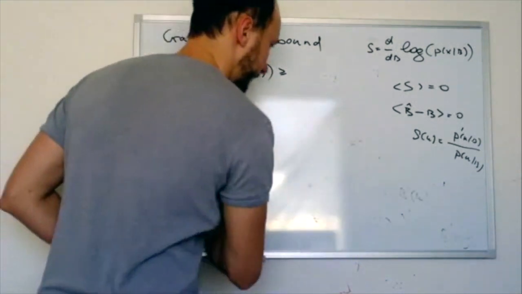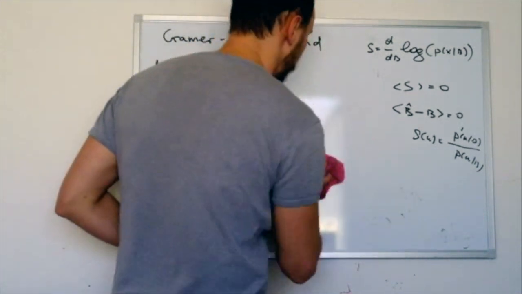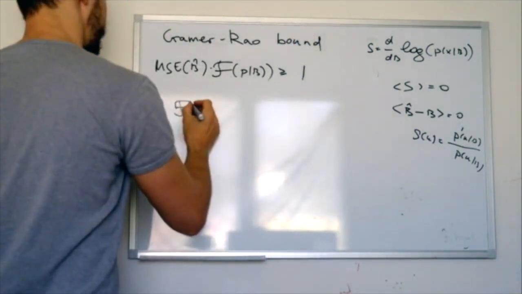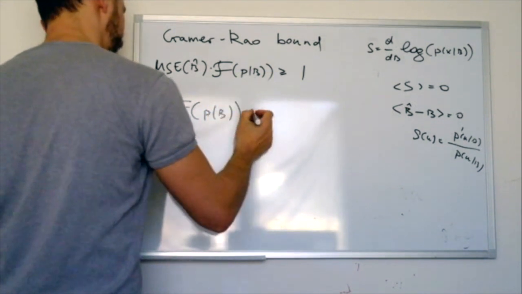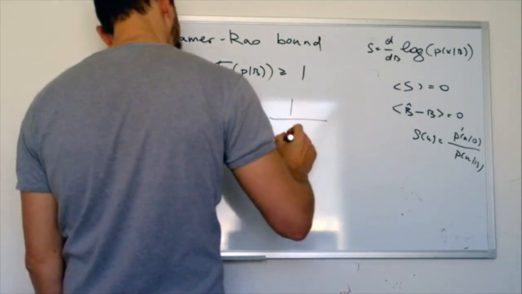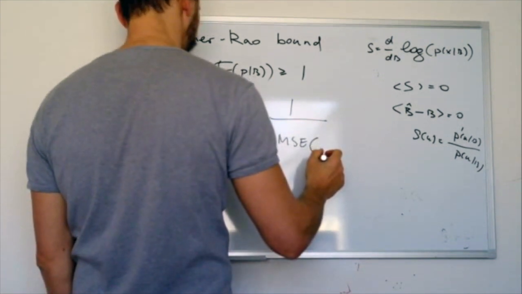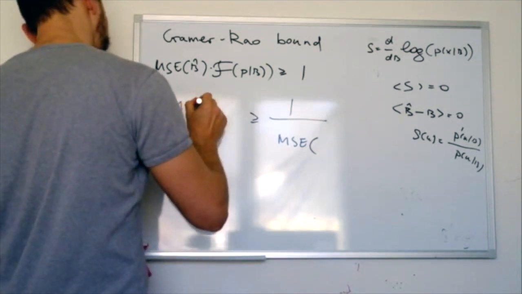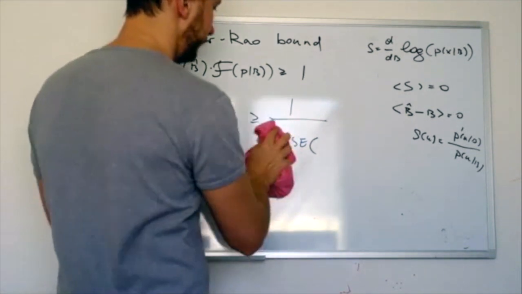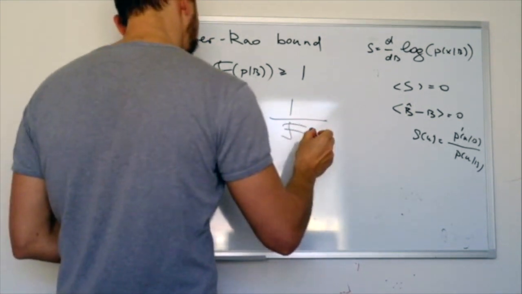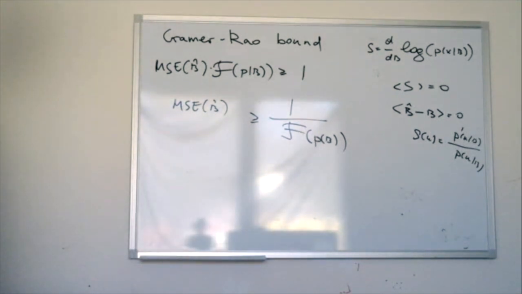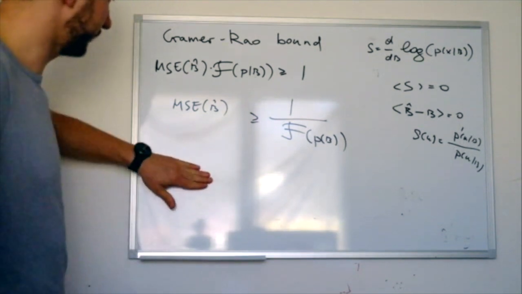The product of the two variances of these random variables, which is our estimator and the score, is bigger than 1. Or simply rearranging the terms, we get precisely the Cramér-Rao bound: the mean squared error of the estimator is bigger or equal to 1 over the Fisher information. This is how we want it. So the error of the estimator cannot exceed the Fisher information. The Fisher information is really a very central quantity there. It tells you how well you can estimate the quantity.